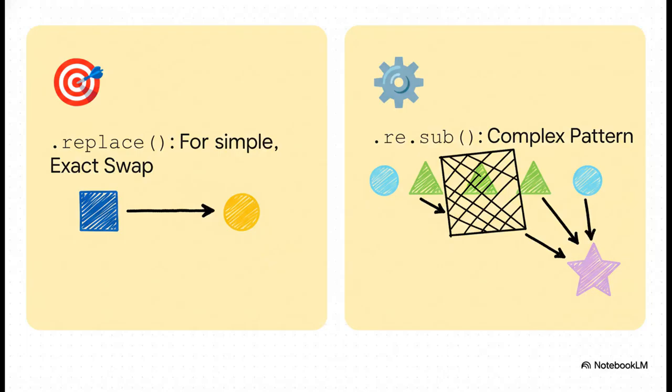Now, when it comes to replacing text, you've got two main tools in your belt. For a simple, straightforward swap, like changing every cat to dog, the built-in .replace method is perfect. It's fast, it's easy. But what if you need to replace something more complex? Like, say, every single email address in a document. For that, you need to match a pattern. And that's when you bring out the big gun, re.sub from the regular expression module. Think of it like a scalpel versus a Swiss Army knife. You just have to pick the right tool for the job.